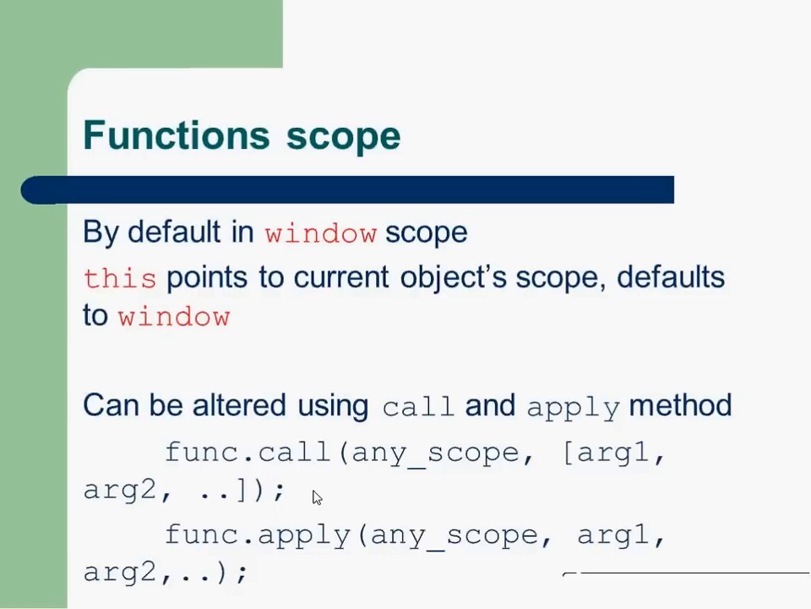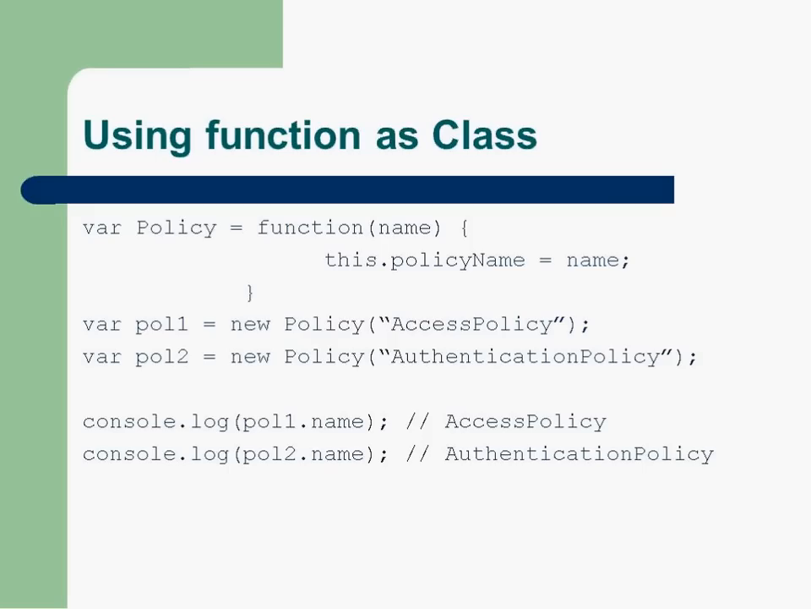Here, I switched these two things. They're not the same. In call, you can specify any number of arguments. In case of apply, you have to specify an array of arguments. Yeah, call takes any number of arguments in the usual way, and the other one takes an array.